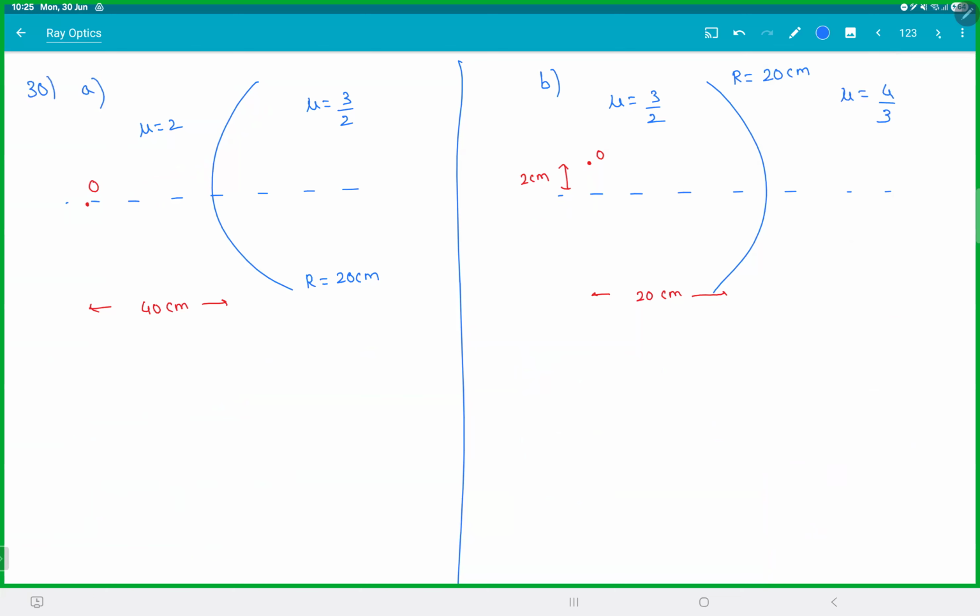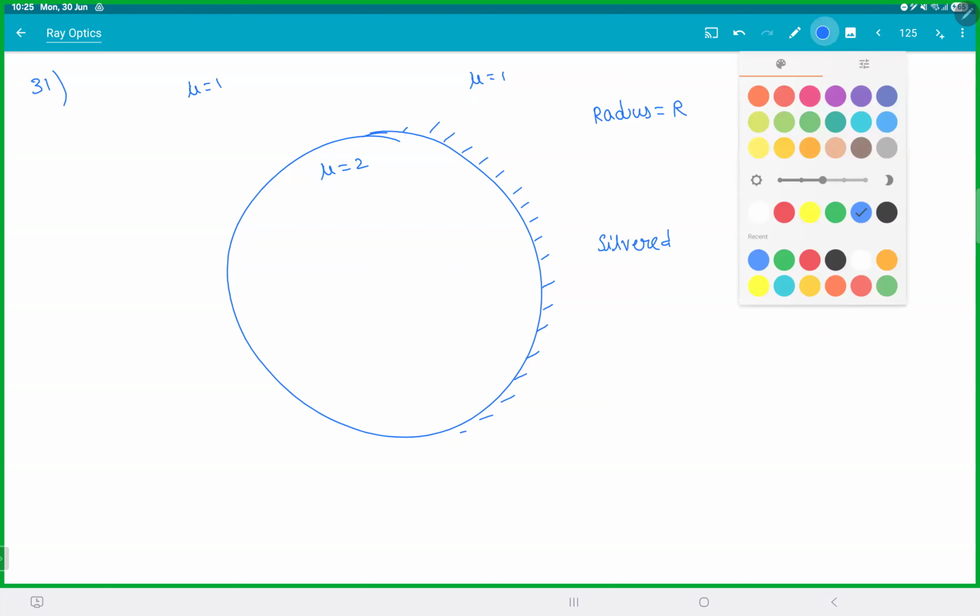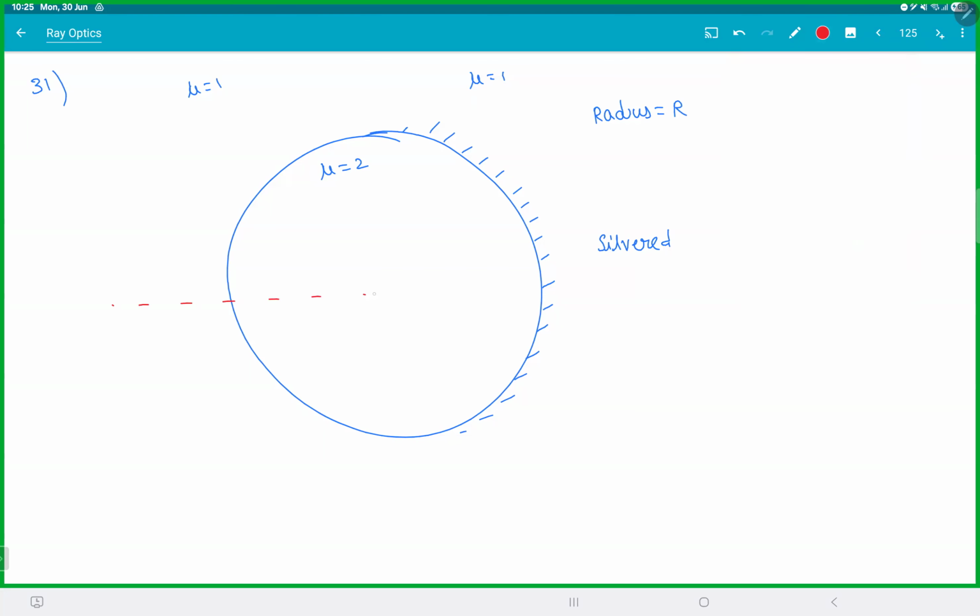Next one. This, if you got it, then I'll understand you know the formula. We have a glass sphere. Mu is equal to 2. Now this glass sphere is silvered. Means you made it a concave mirror here. Outside is 1. Radius is r. Object is here. This distance is r. Find the final image.